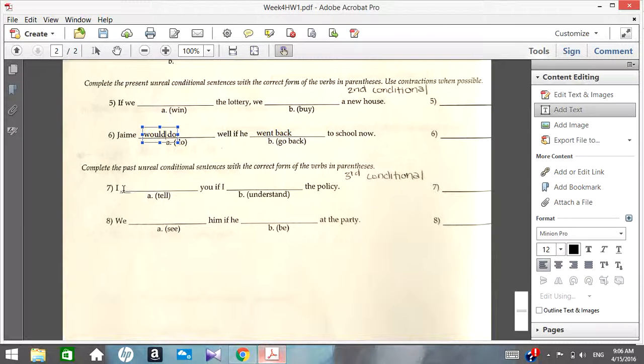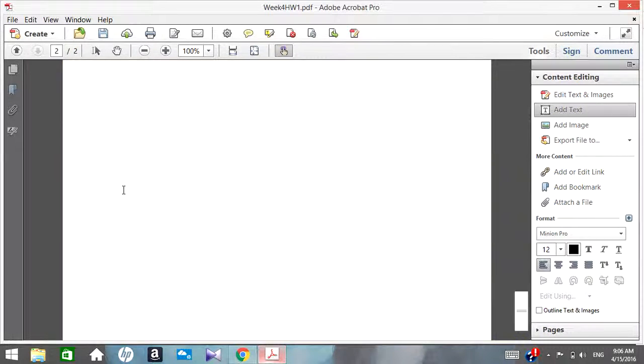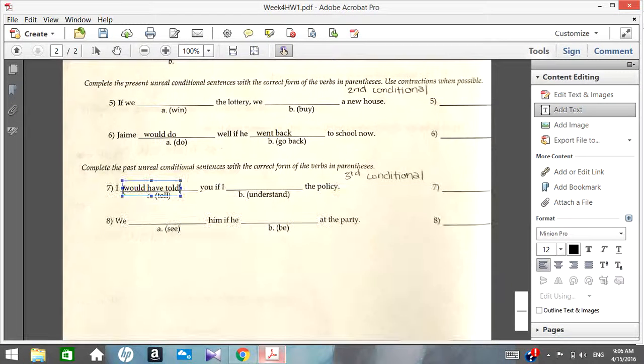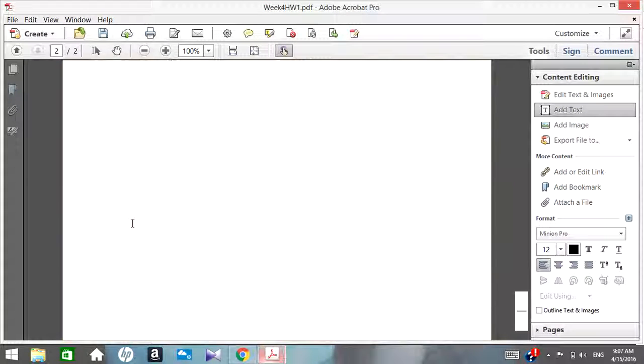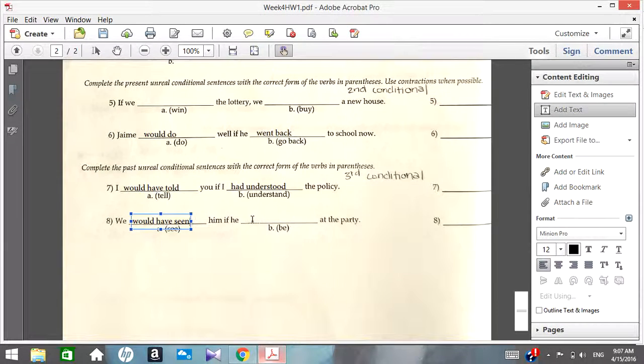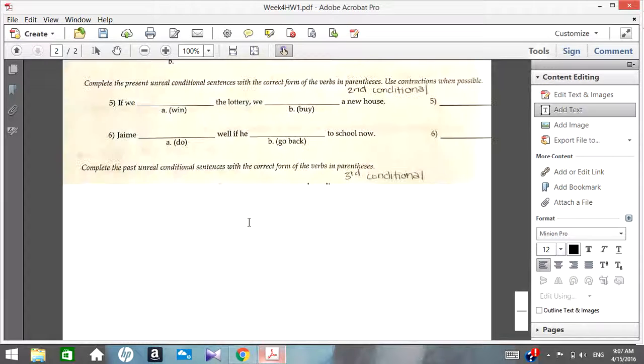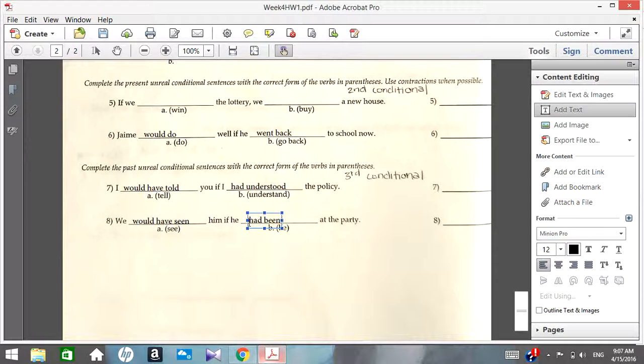So here, right, remember, this isn't my if clause, so I have to use I would have told you if I, and then here I have to use my past perfect, if I had understood the policy. And then the next one, we would have seen him if he had been at the party.